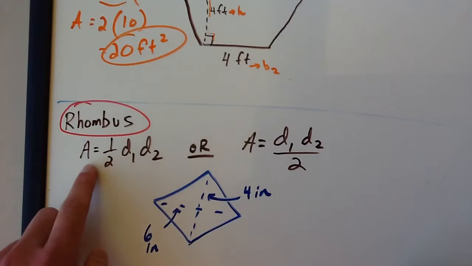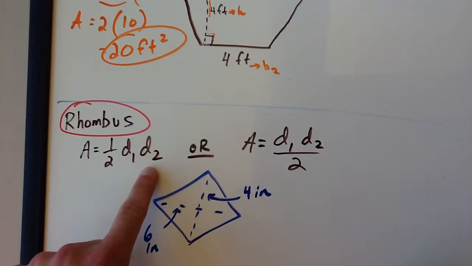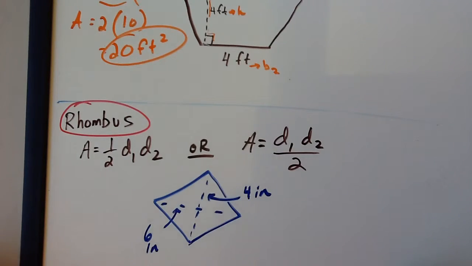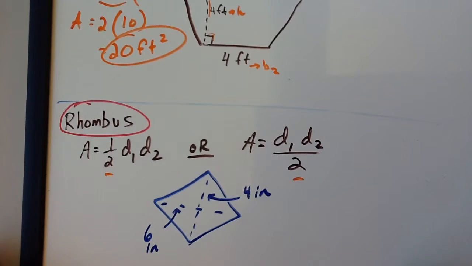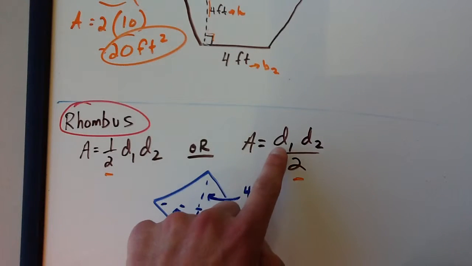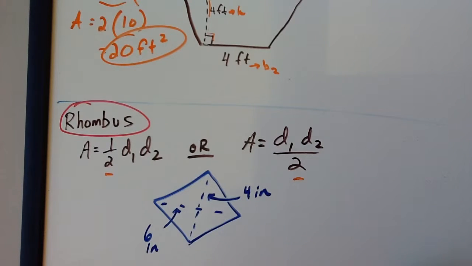To find the area of a rhombus, I take 1/2 times the first diagonal times the second diagonal. Or you could see the formula written like this because again, multiplying by 1/2 and dividing by 2 are the same thing. So you could have area equals diagonal 1 times diagonal 2 divided by 2.